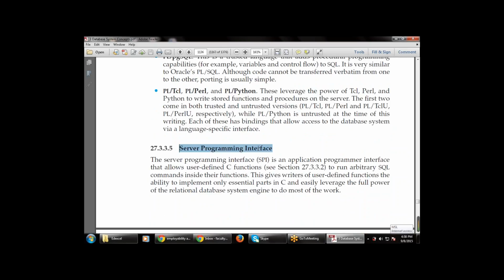The next is the server programming interface, that is the SPI, an application programming interface that allows user-defined C functions. So whatever C function is used, it allows user-defined C functions through this application programmer interface, that is the SPI, the server programming interface.